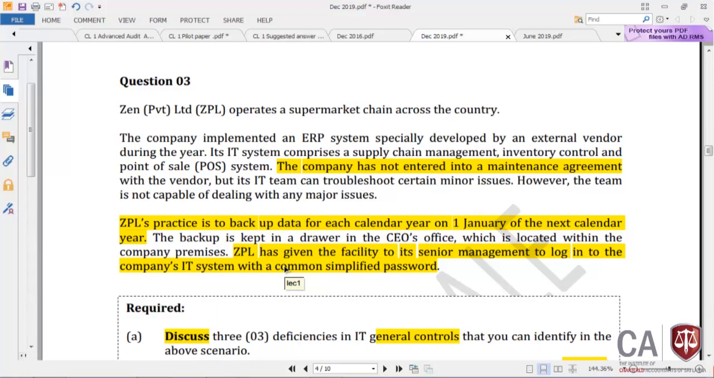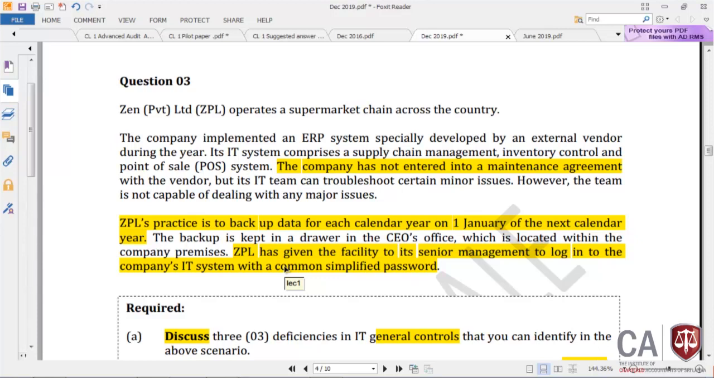So there are 3 points here. Number one, there is no maintenance agreement, number two, there are no proper backup procedures, and number three, there are no proper password policies. So these 3 answers need to be elaborated. Each point has to be written with 2 supportive points. Then only you can get the 2 marks for each point, right? And your recommendation is also required.